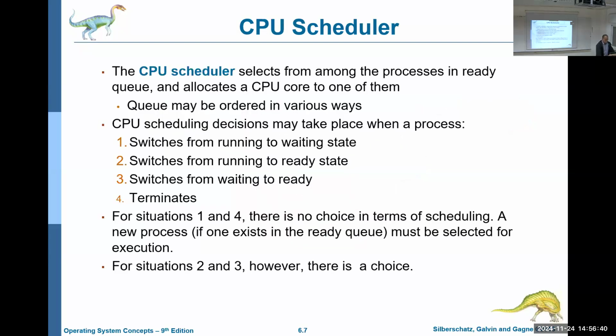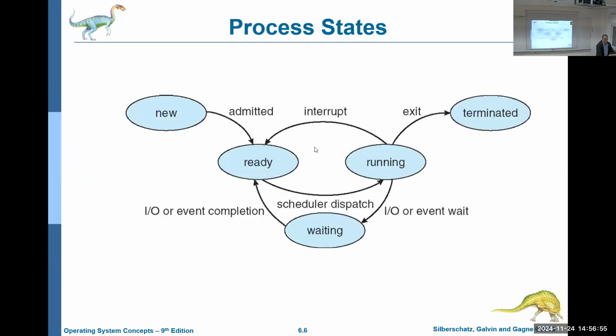Okay, so it says like this, for situations 1 and 4, there is no choice to schedule. So in terminate, I've got to choose somebody. And in 1, if the process goes from running to waiting, then I've got to schedule somebody, otherwise the CPU is just sitting around doing nothing.